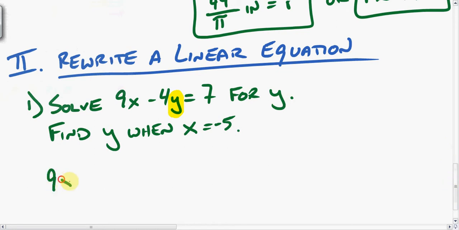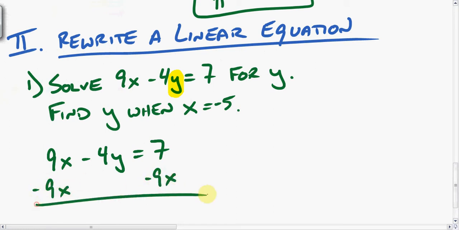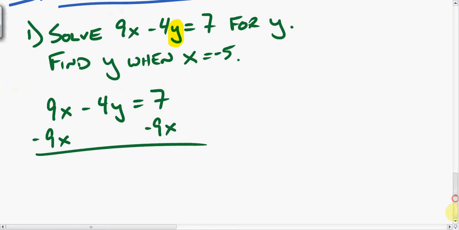So we've got 9x minus 4y equals 7, and I want to isolate the y. I want to get it alone. So I'm going to take the term 9x and move it over to the right-hand side of the equation. I'm going to do that by subtracting 9x, because 9x minus 9x is 0, and I want to cancel that term out of the left-hand side. So I'm left with negative 4y on the left-hand side, and on the right-hand side, I've got 7 minus 9x.